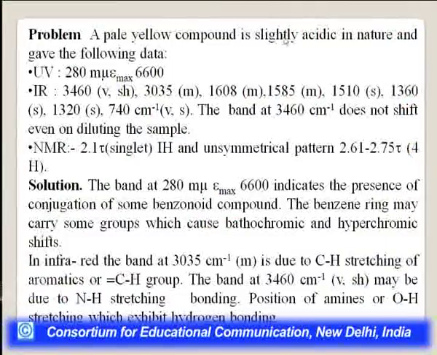Another problem is here: a pale yellow compound is slightly acidic in nature and gave the following data. So these are the values, UV, IR, and you can see these values indicate the presence of conjugation, some benzenoid compound. The benzene ring may carry some groups which cause bathochromic and hypochromic shift, and these values are due to this group and due to NH stretching. So by elucidating all these data, we come to conclude that this should be the compound.